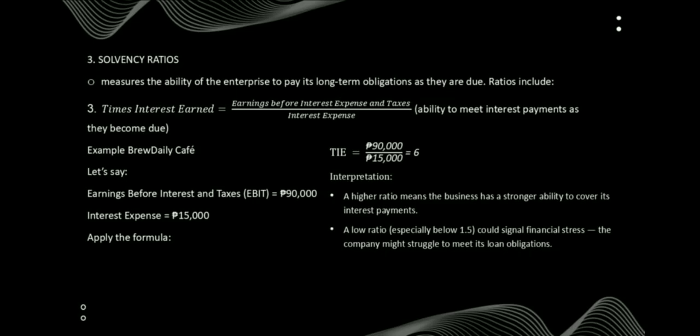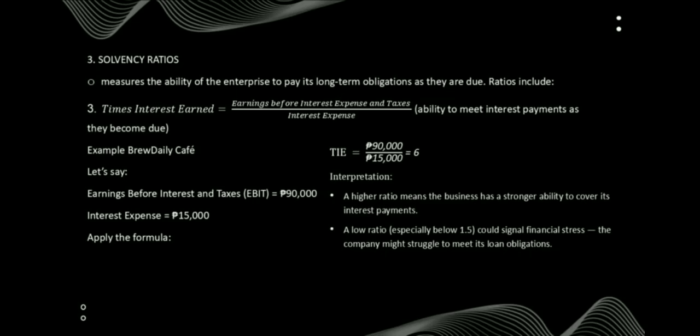A higher ratio means the business has a stronger ability to cover its interest payments, while low ratios, especially below 1.5, could signal financial stress. In the case of Brew Daily Cafe, meron silang earnings na 6 times more than what it needed to pay in interest each period. So, we are done with the solvency ratio, where we introduced ratios that measure the ability of a business to pay its long-term obligations. Let's now proceed to the last one.